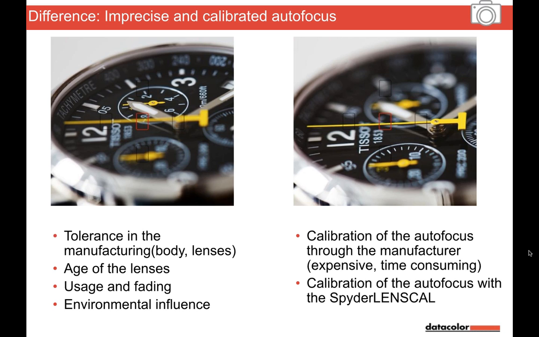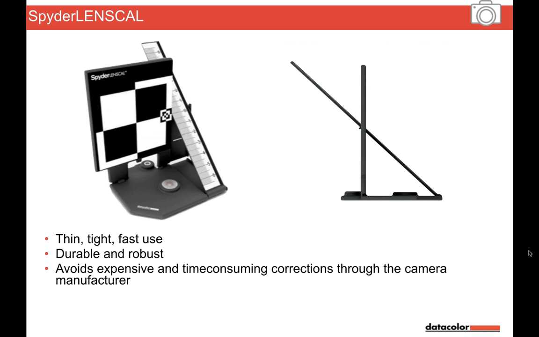And if, for instance, your lenses change over time, or have some sort of slight imperfection due to the joys of manufacturing tolerances, then effectively you could get something that you think is in focus and isn't. You're trusting that autofocus is correct, and whereas it should be, it isn't. So how do we solve this? Well, we've got the SpyderLENSCAL.